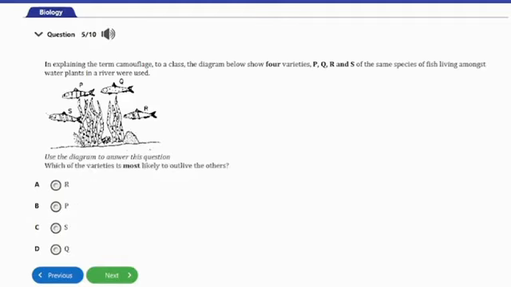That's question number 5 here. It says, which of the varieties is most likely to outlive the others? So guys, the variety that will most likely outlive others here is the variety Q, which has the same markings as that of the plants in the environment. So that's option D here. So let's go ahead and consider the next question, guys.